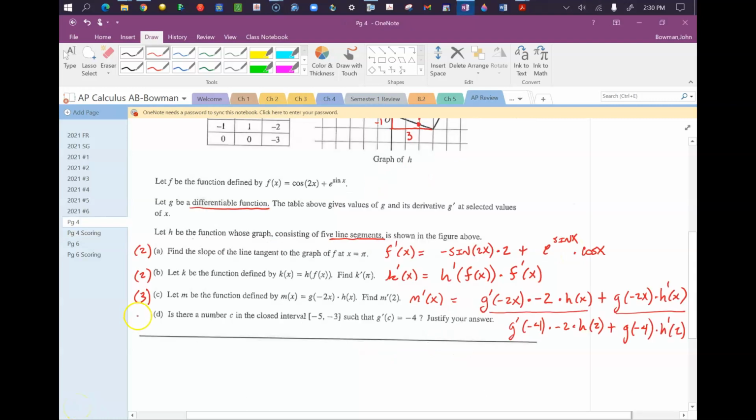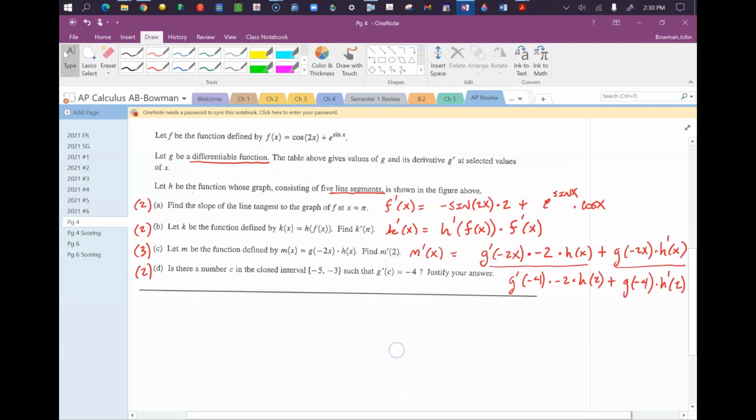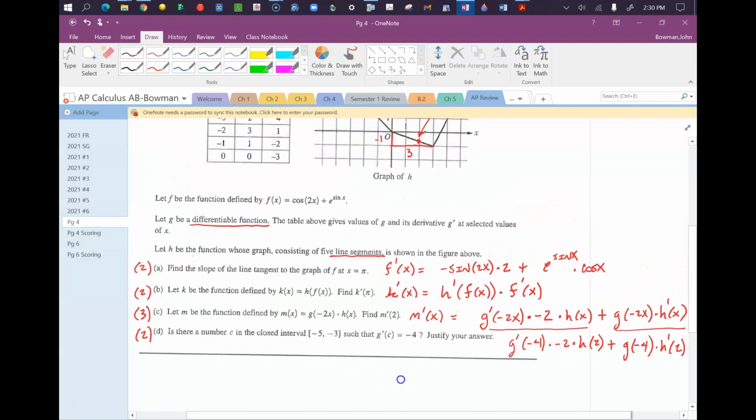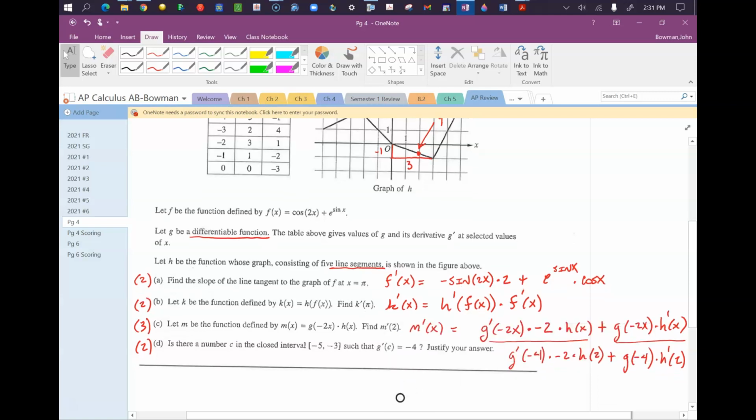And the last part, part D, is going to be worth 2 points, because all free response questions are worth 9 points total. And D asks, is there a number c in the closed interval from negative 5 to negative 3 such that g prime of c is equal to negative 4? Justify your answer. Well, g prime of c is the instantaneous rate of change of g at some x value. And is there a place where that is going to be equal to negative 4 on the closed interval from negative 5 to negative 3?